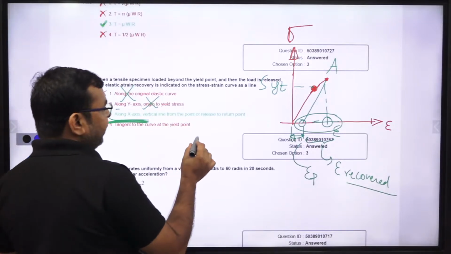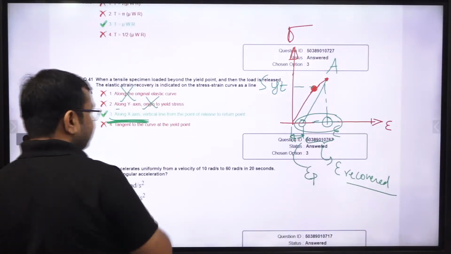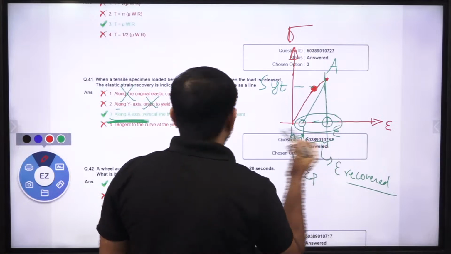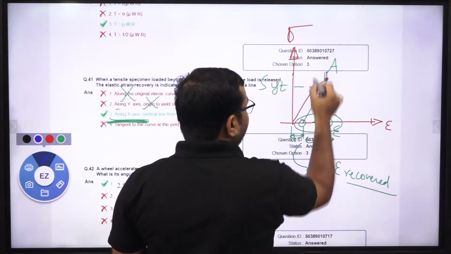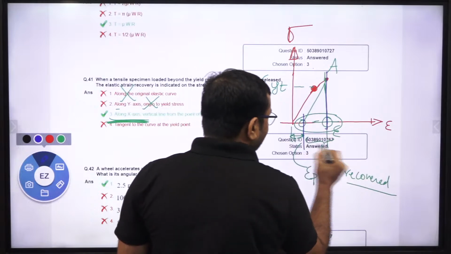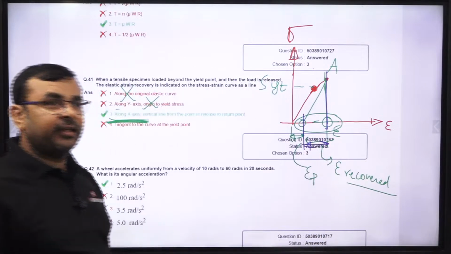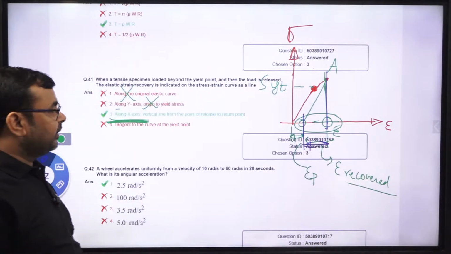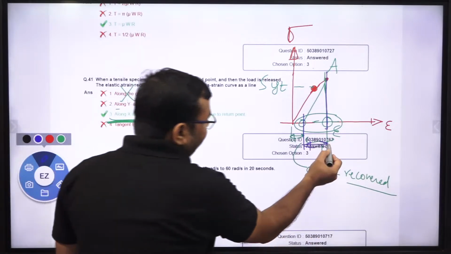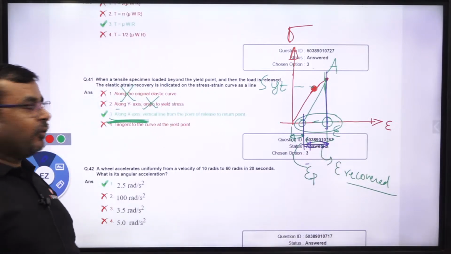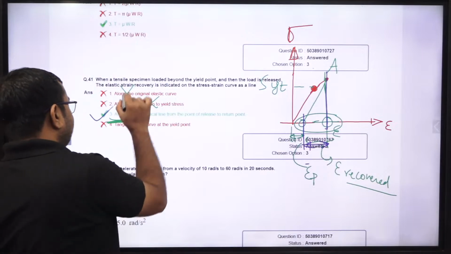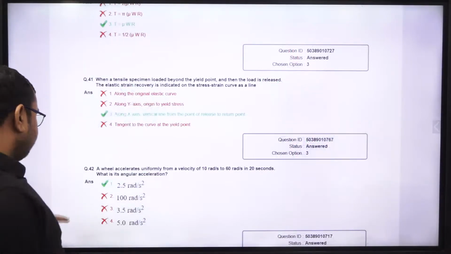A vertical line from the point of release to the return point means, if I draw a vertical line from here and from here, this gap is called the elastic recovery. This amount of strain is recovered completely when you unload it. Yes or no? So the correct answer is option 3.